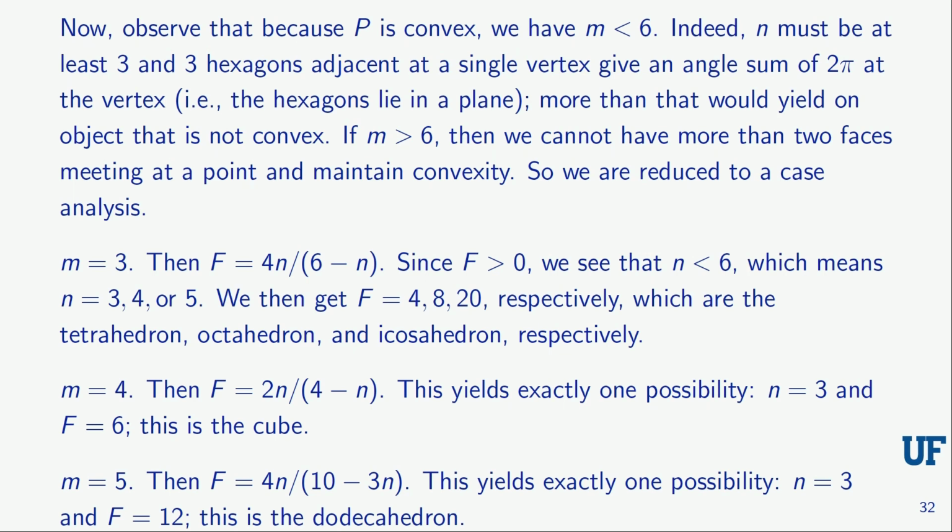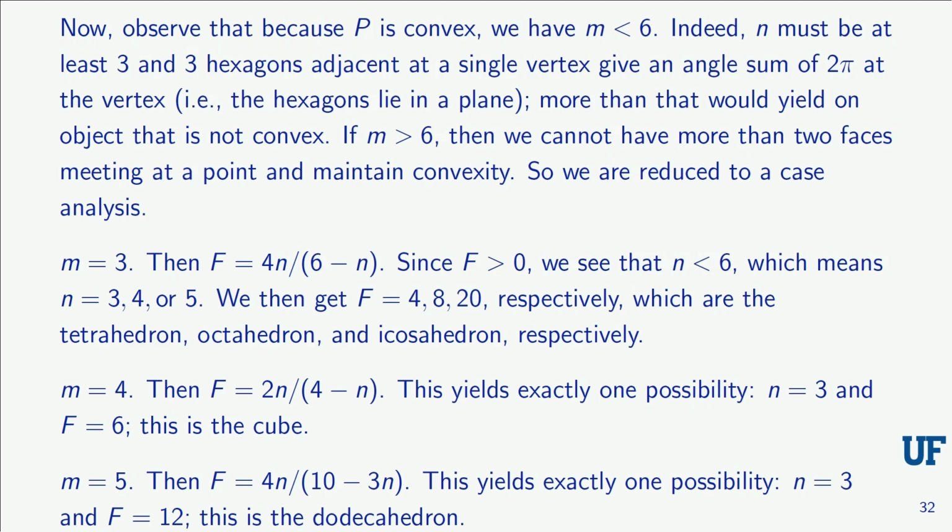So m is 3. You have triangles. Then f turns out to be 4n over 6 minus n, but f has to be positive, right? So n is at most 6. So n can be 3, 4, or 5. That is the tetrahedron, octahedron, icosahedron, respectively. Or m is 4, so you're using squares. You get exactly one possibility. 3 meet at a vertex, and that's the cube.